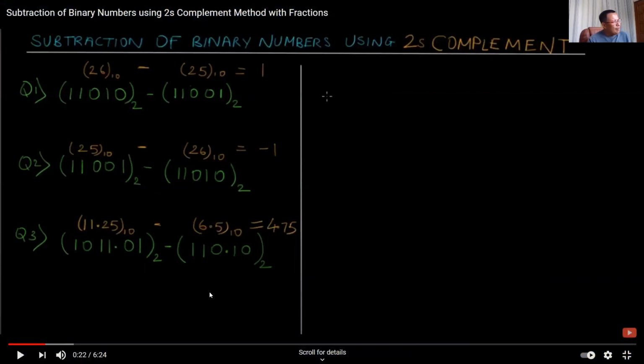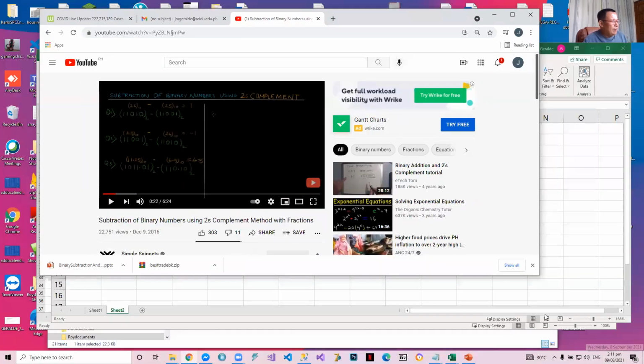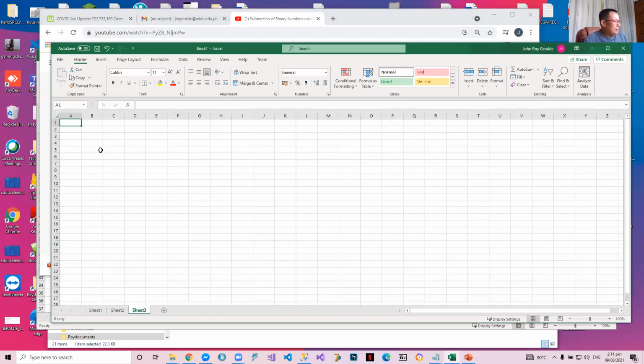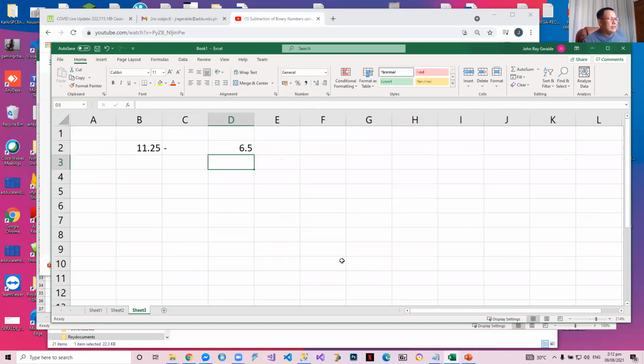This one, 11.25 minus 6.5, okay? That's what we are going to do. 11.25 minus 6.5. Okay? 11.25 minus, we have a minus 6.5. We'll just enlarge this anyway. Can you see this? Okay. Any questions so far?